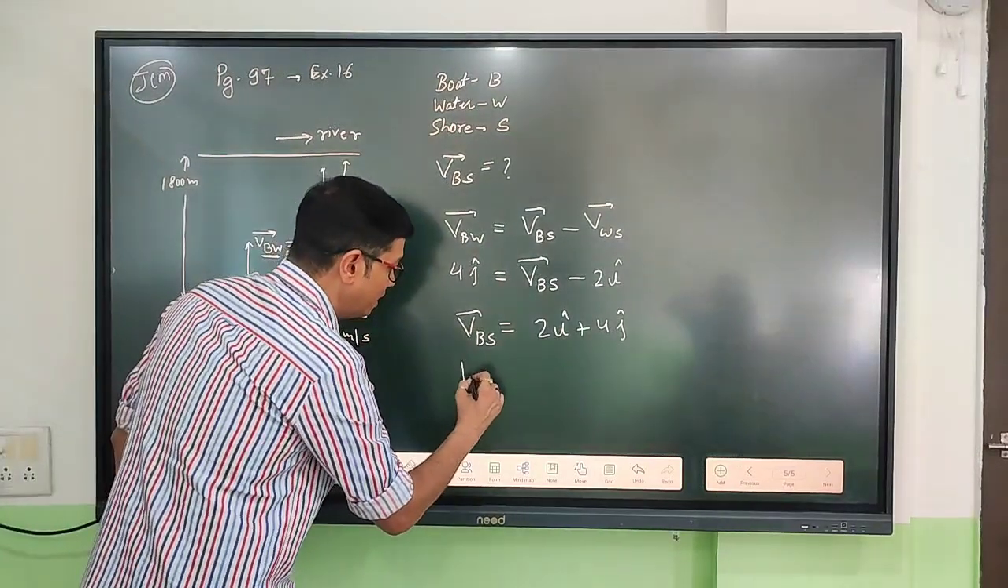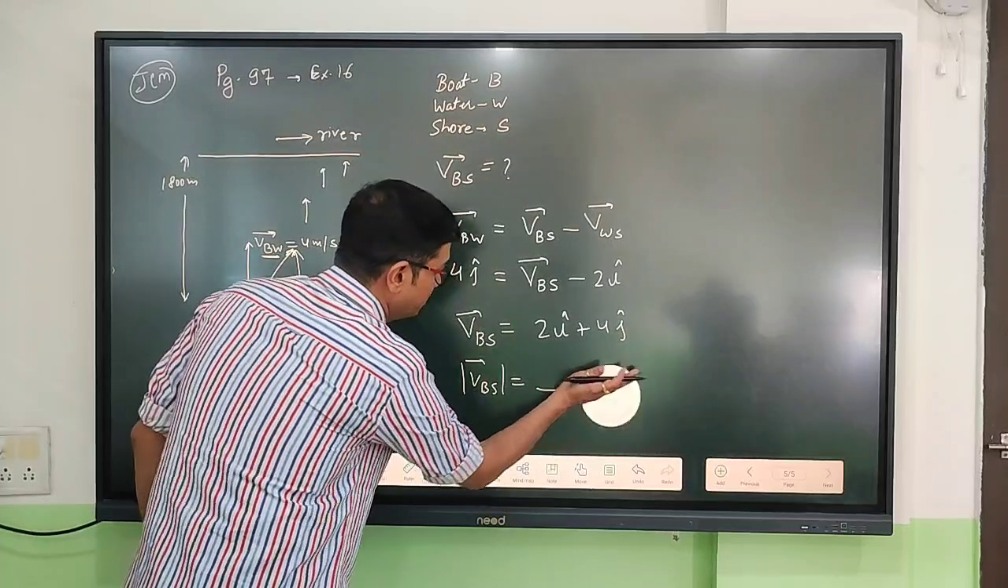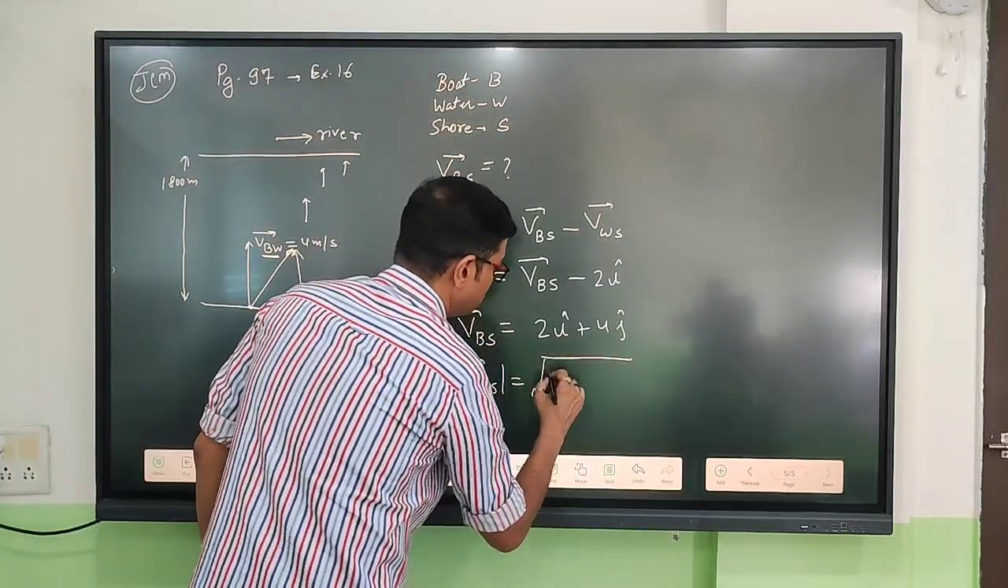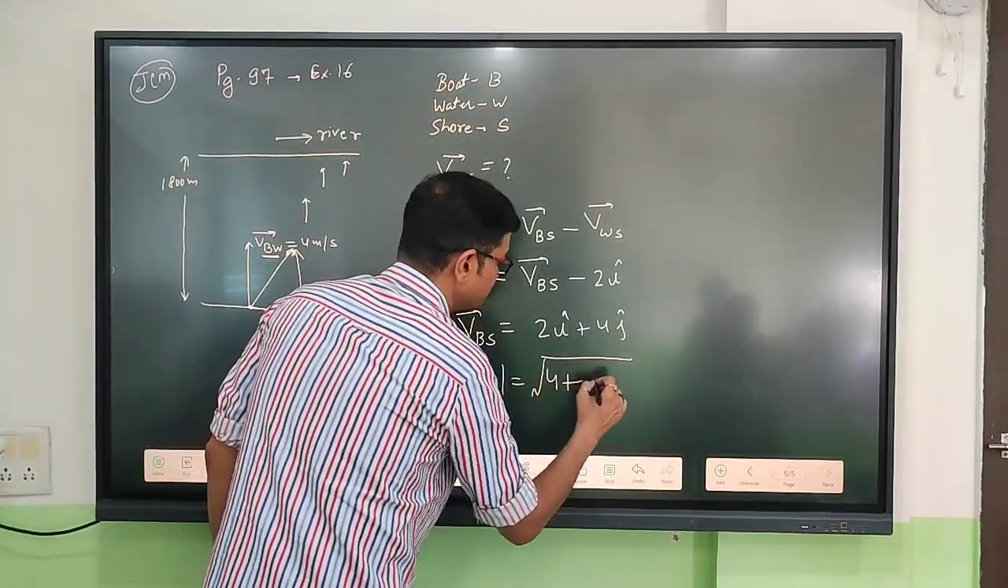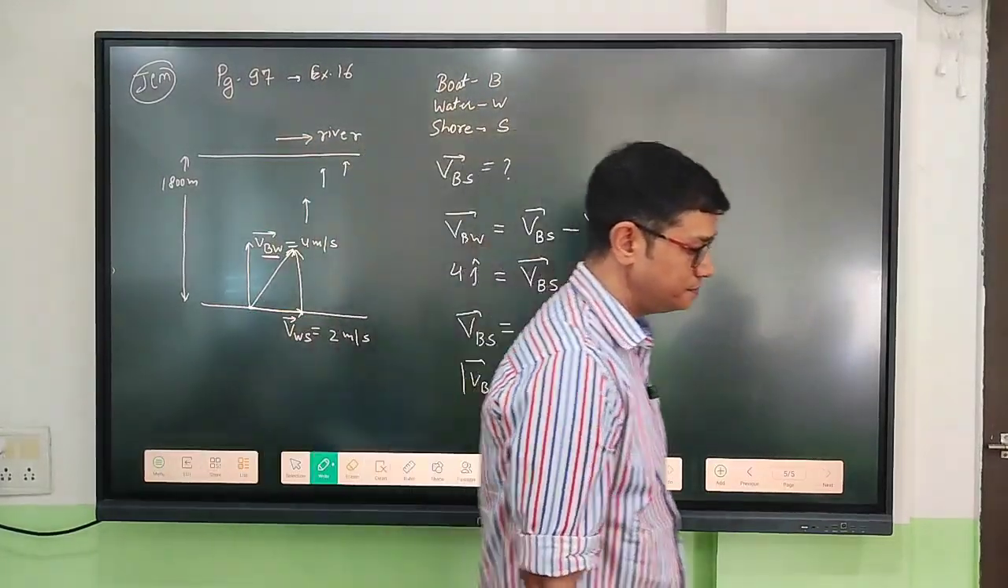So if you want the magnitude, you can find the magnitude. This will be square root of 2 square plus 4 square, 4 plus 16. But what did they ask?